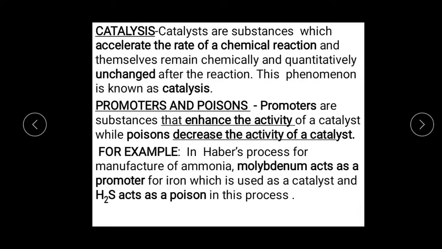Next, related with catalysis, we have two terms, promoters and poisons. Promoters of course enhance the activity of a catalyst and poisons decrease the activity of a catalyst. One example we can take up: in Haber's process for manufacture of ammonia, molybdenum acts as a promoter whereas H2S acts as a poison. The meaning is clear, I hope.